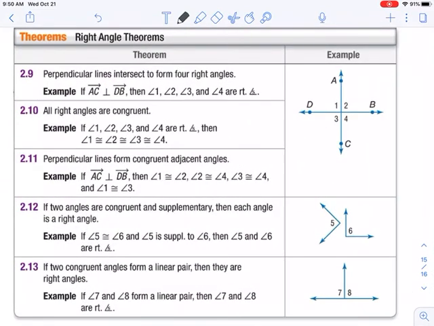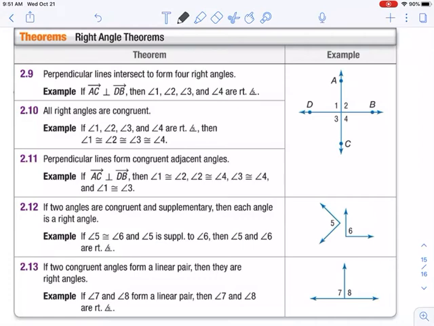Right angles theorems. Perpendicular lines intersect to form 4 right angles. All right angles are congruent, of course. Perpendicular lines form congruent adjacent angles. We had these back before when we had the definition of perpendicular lines, and now they're in a theorem.